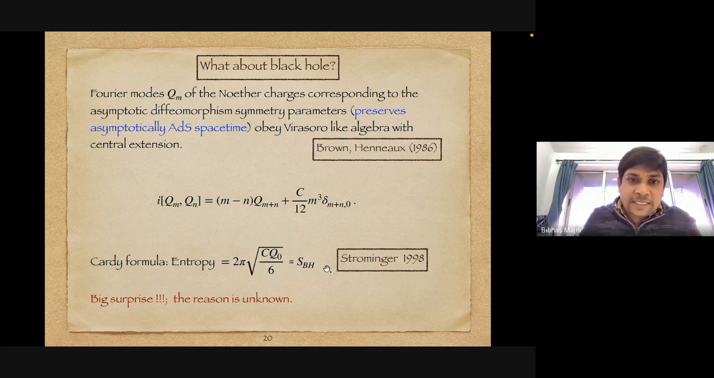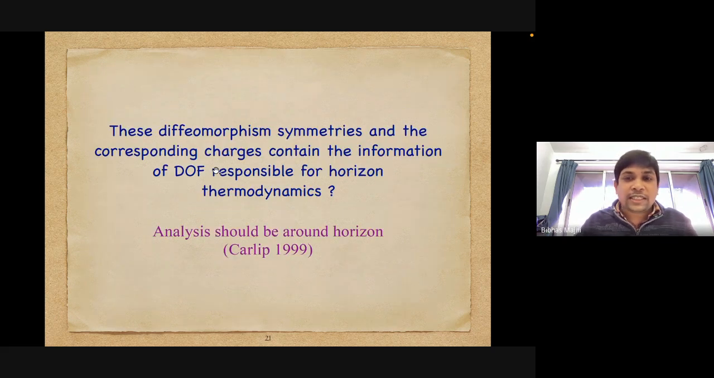So in reverse, you can argue that if you understand Q naught and C properly at the quantum mechanical level, probably you can understand the microscopic structure of black hole thermodynamics. But remember that this calculation was done away from the horizon. So the next thing is whether we can do the same calculation near the horizon.